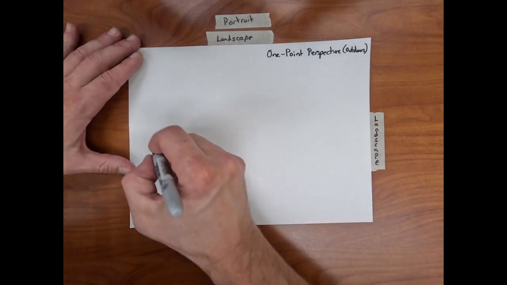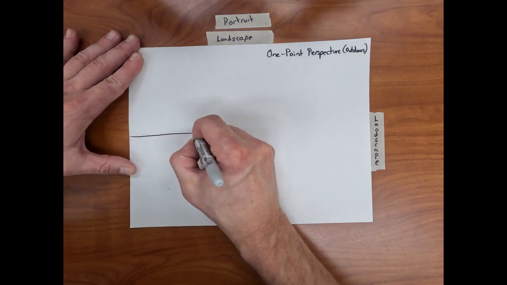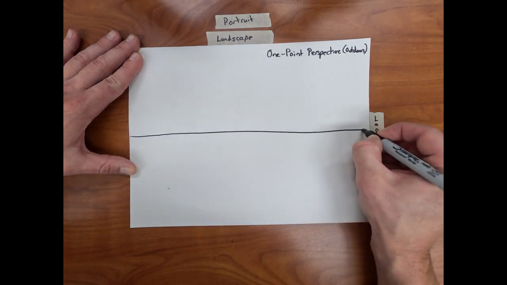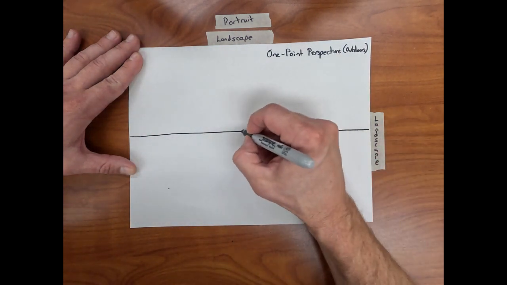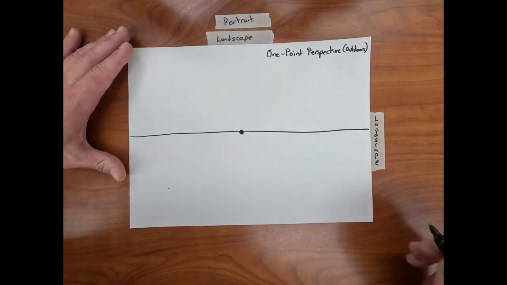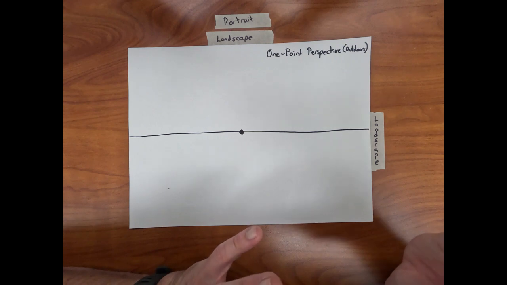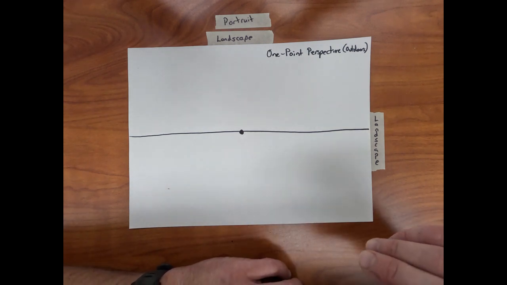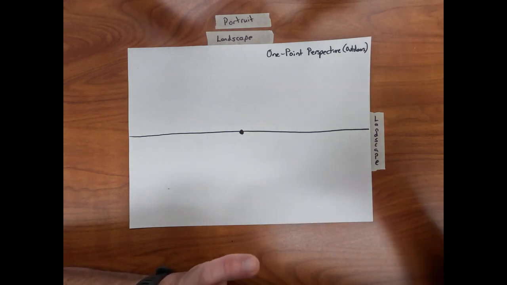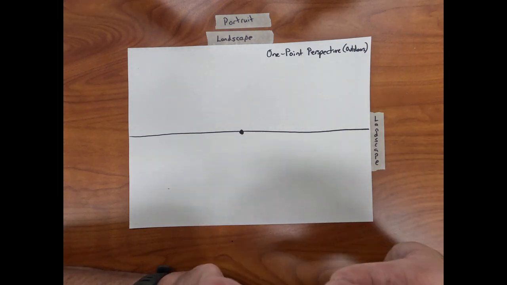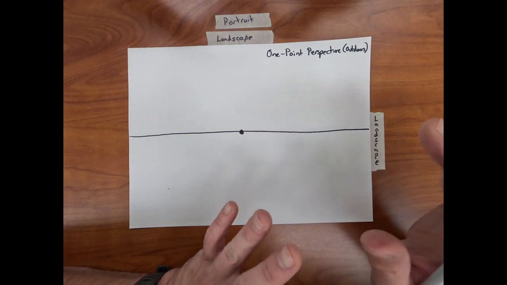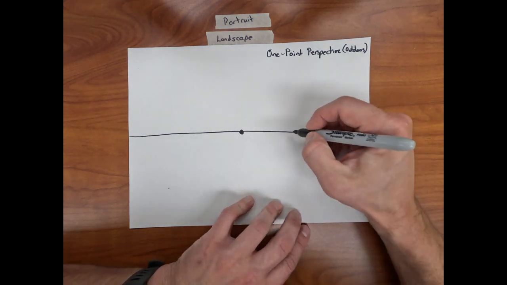So step 1, horizon line. Step 2, vanishing point. Now I'm going to use very basic drawings to represent these images. We call those icons. But ultimately, these icons are going to give us the foundations for all the other types of drawings that we can do.